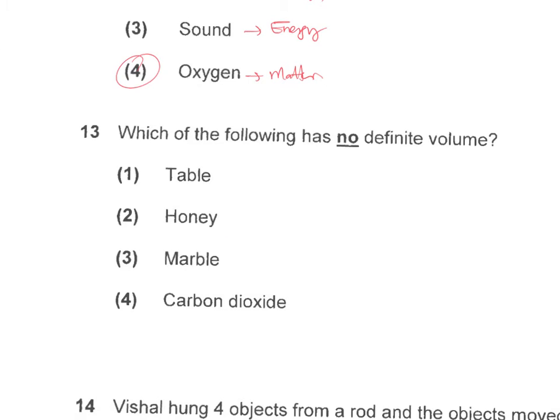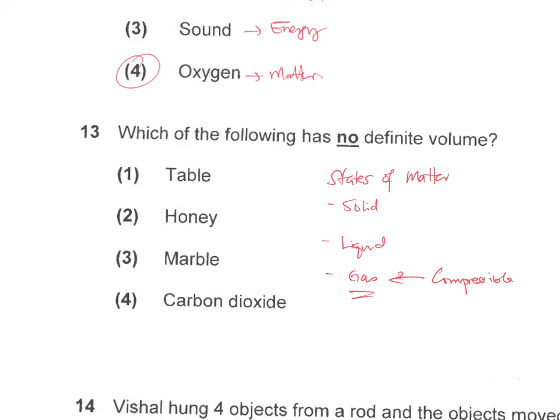Question 13. Which of the following has no definite volume, or rather indefinite volume? So of the different states of matter that we are talking about so far, we know there is solid, liquid, and gas. So which is the one without a definite volume? It is only gas. No definite volume means that it is compressible. So only gas has got indefinite volume.